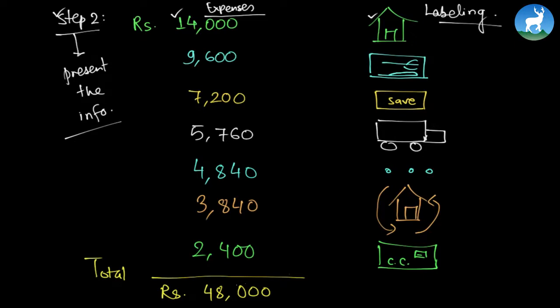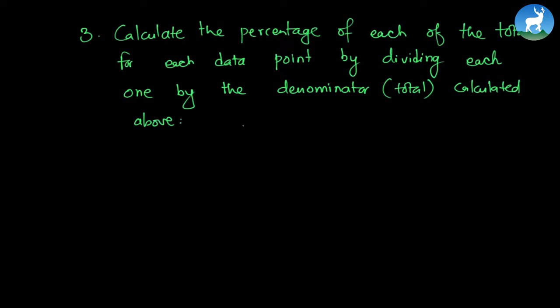Finally, what we did is we calculated the total amount, and the total amount turned out to be 48,000. Now this is going to be your denominator. If you don't know what that means, you don't need to worry about it right now. We are going to talk about it. Now we are in step number 3, and step number 3 is, right, this is what we are going to do in step number 3.